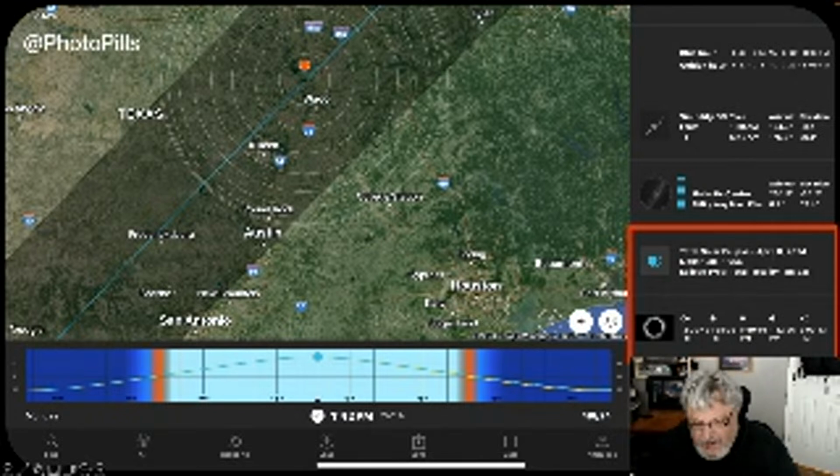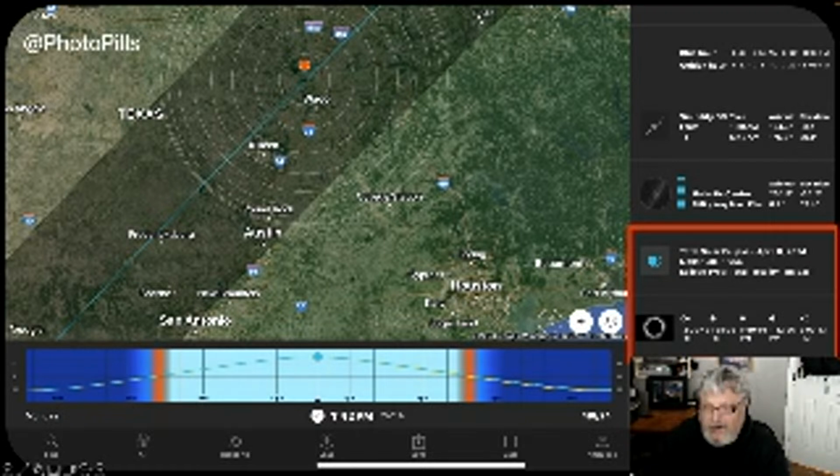So when you're planning the eclipse, it's really important that you know what's happening and when it's happening. And one of the best tools that you can use for planning the eclipse is PhotoPills. If you get PhotoPills, they have a pill in there that does the total eclipse. You can put your red pin on where you're going to be.